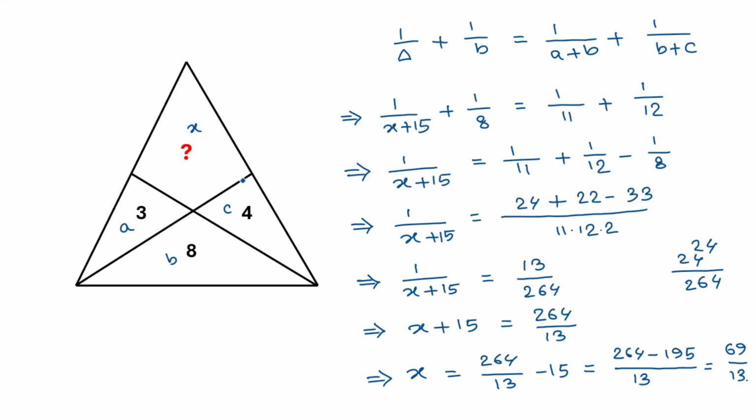So the unknown area is 69 over 13, and this is the solution of our given problem.